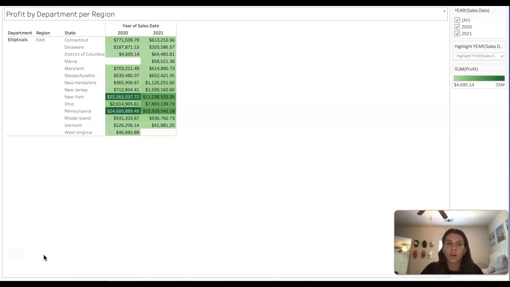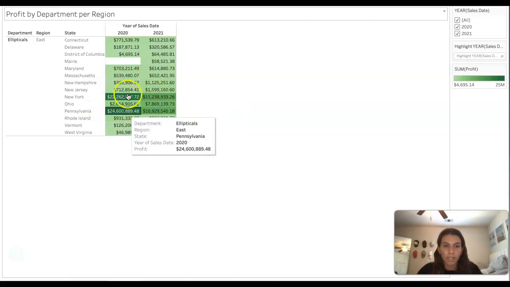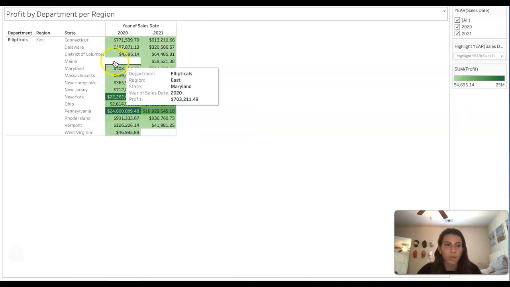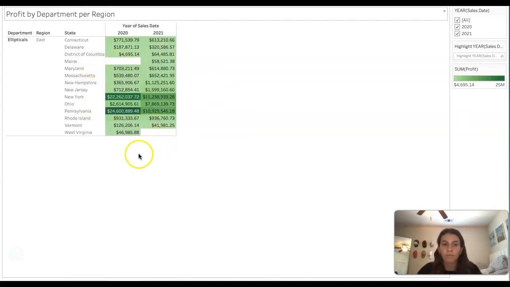I created this chart that shows the sales for each date, the profits for each date. So we see that New York and Pennsylvania have the highest profit, these darker states in the middle here, and then you could see some states like Maine and West Virginia have times with no profit at all.